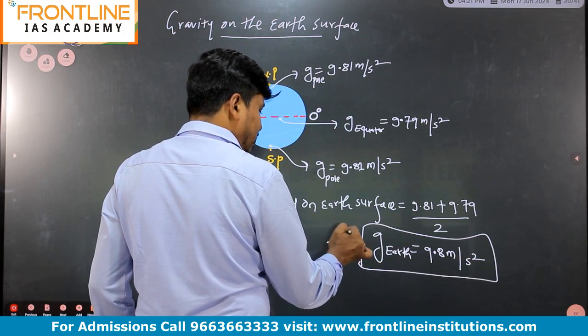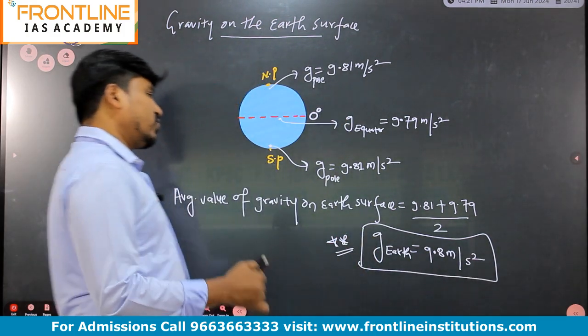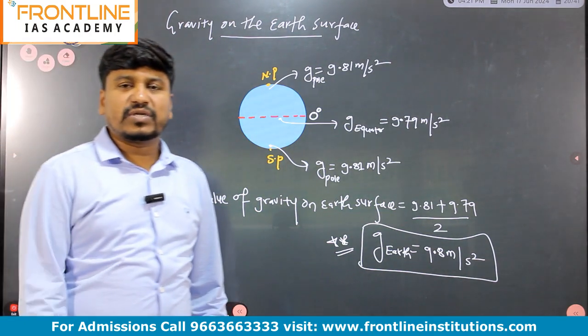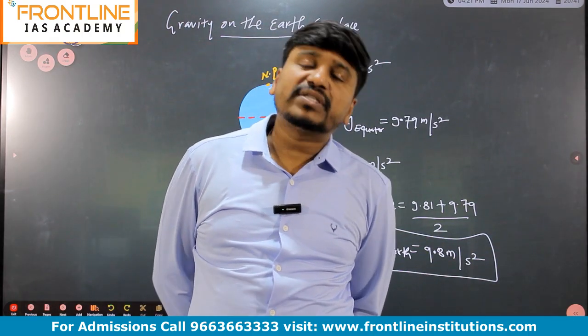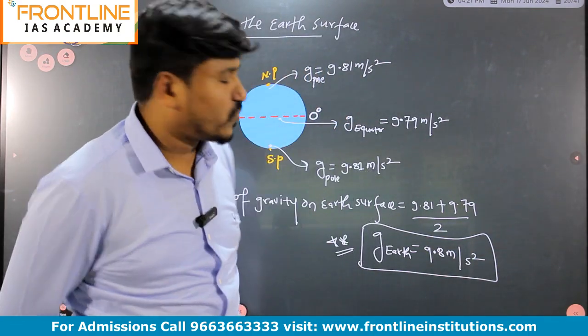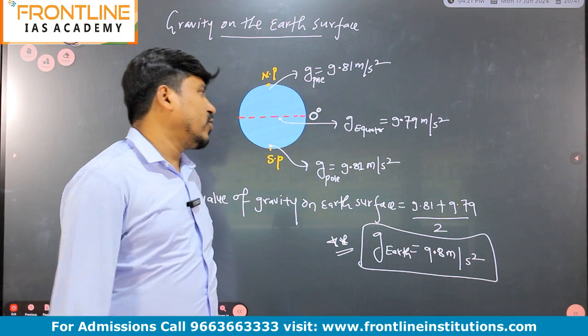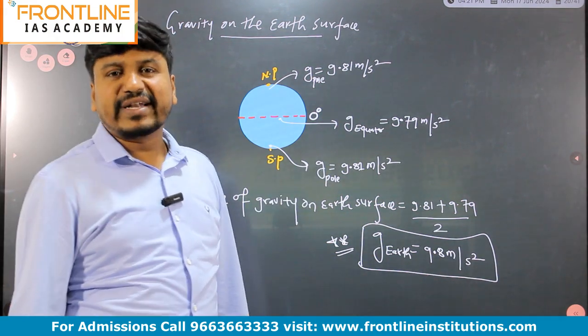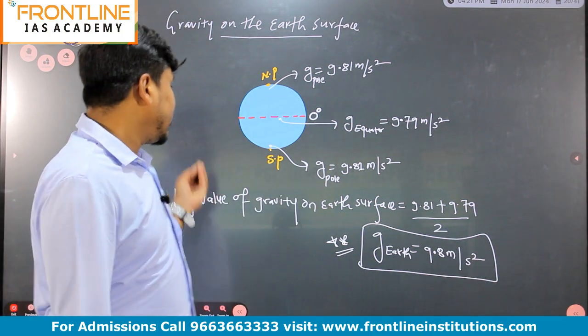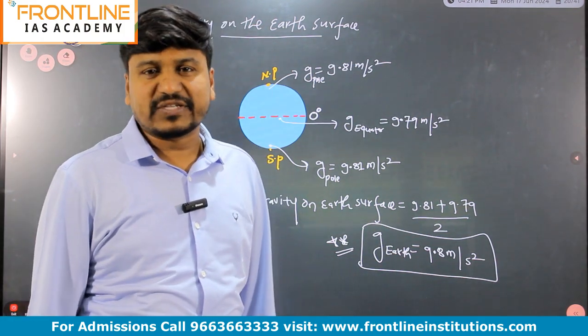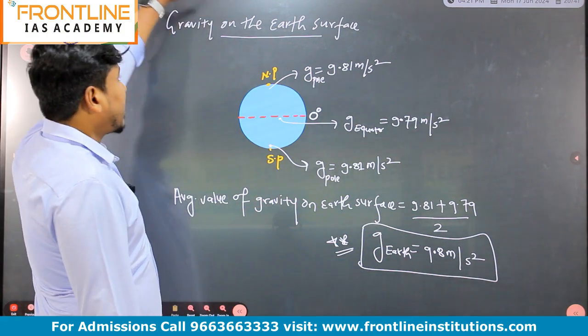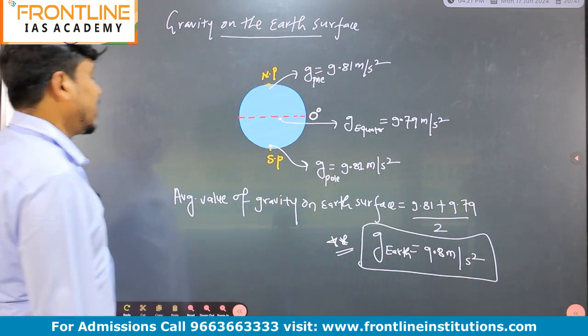This is very important, put a double star here. If you get the question, what is the value of G on the earth surface? The answer is 9.8 meter per second square. What is the value of G at poles? 9.81 meter per second square. What is the value of G at equator? 9.79 meter per second square. What is the average value of gravity on the earth surface? The answer is 9.8 meter per second square, right? Very important point. So this is gravity on the earth surface.